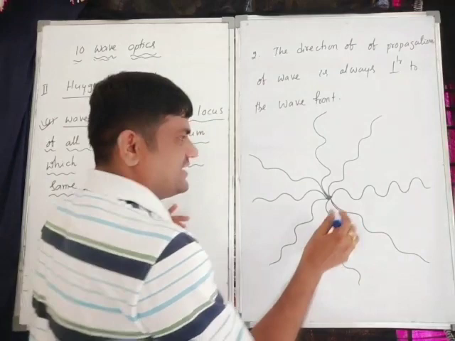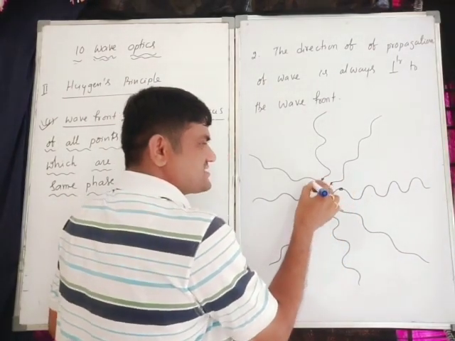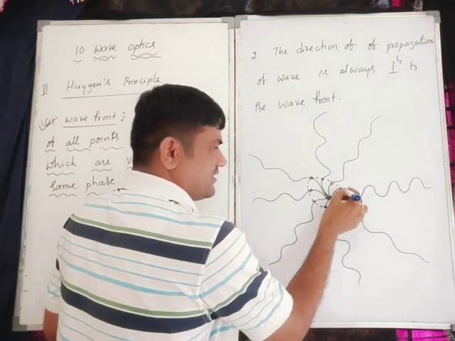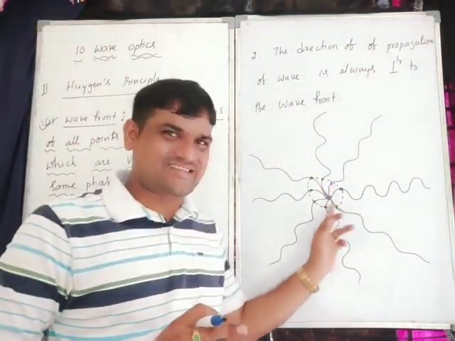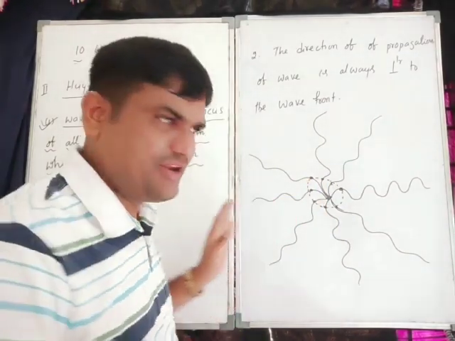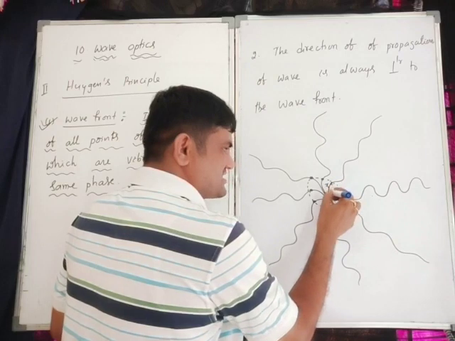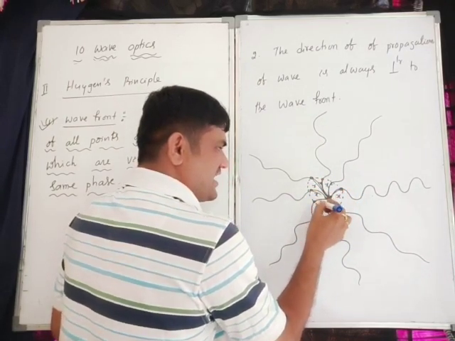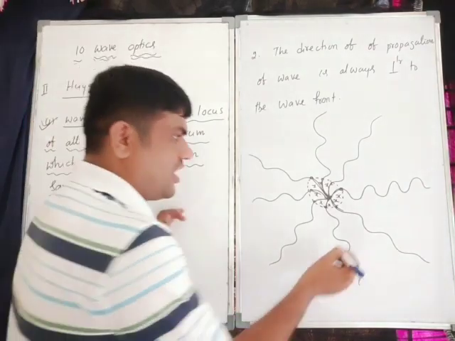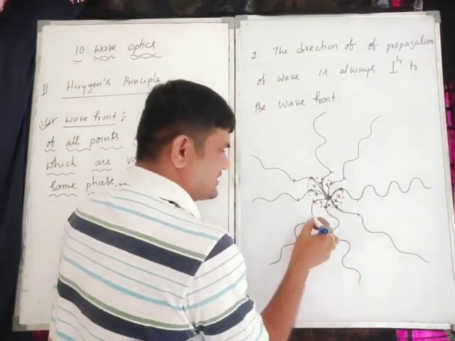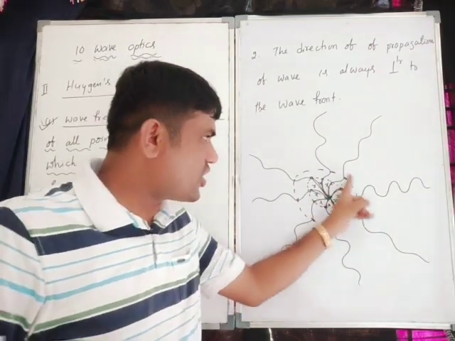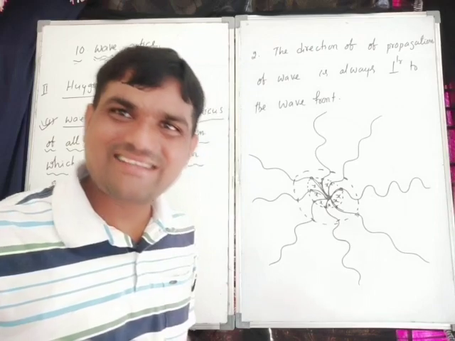Correct or not? Now I will consider crest, crest, crest, crest. All these crests we can combine together. One line I have drawn through all the crests. That is the locus of all points. Wherever you see, this distance is x, this distance is x. So all crests, or else all troughs, you can join together. That joining line is known as the wave front.